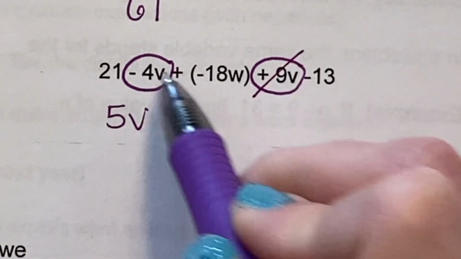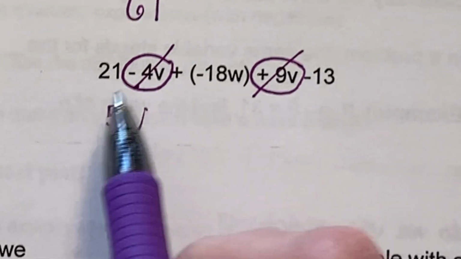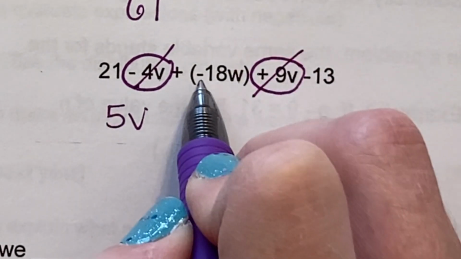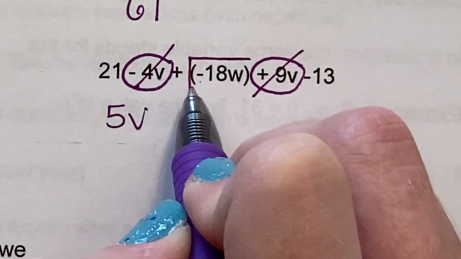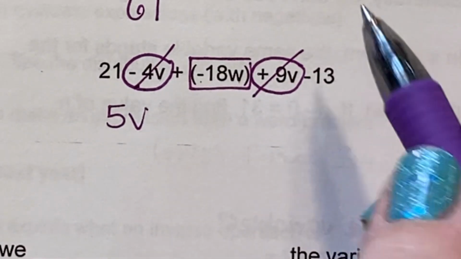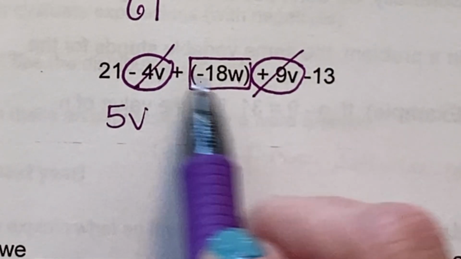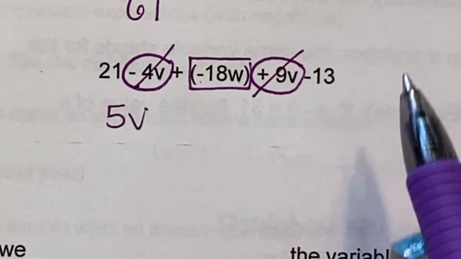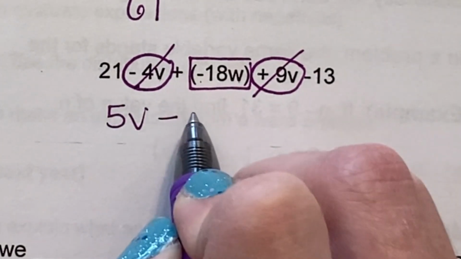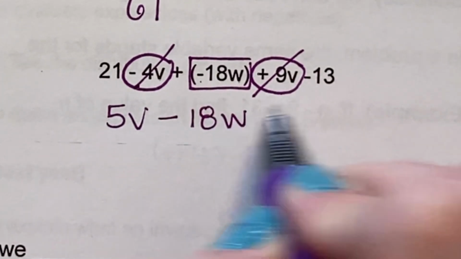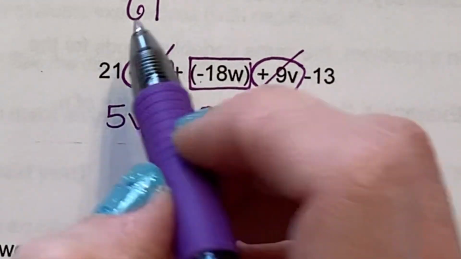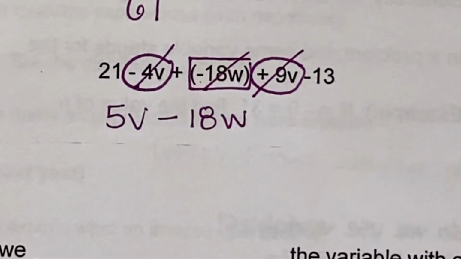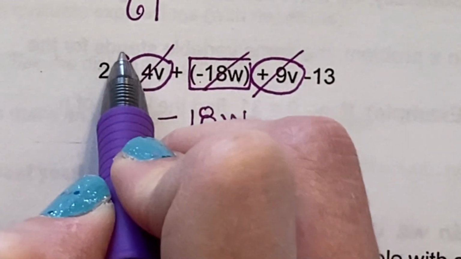And so I dealt with those. I'm going to cross those out just because I dealt with them. My w's are next. I have -18w. Well, that means I have the opposite of 18 copies of w. I have no other w's to combine this with. So I can't really do anything else with my w's. There's nothing to combine it with. So I'm going to cross that out to say that I dealt with it. Now I have my constants.